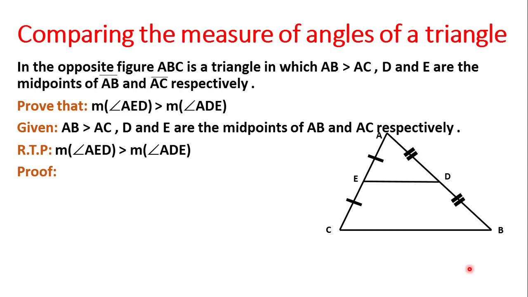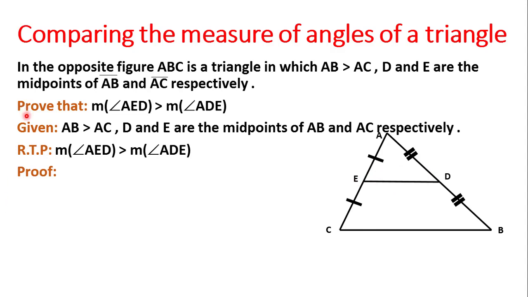Here, for example, in the opposite figure, ABC is a triangle. And we are given that AB is greater than AC. D and E are the midpoints of AB and AC. It means that D is the midpoint of AB and E is the midpoint of AC. I want to prove that measure of angle AED is greater than measure of angle ADE. So this angle is greater than this angle.